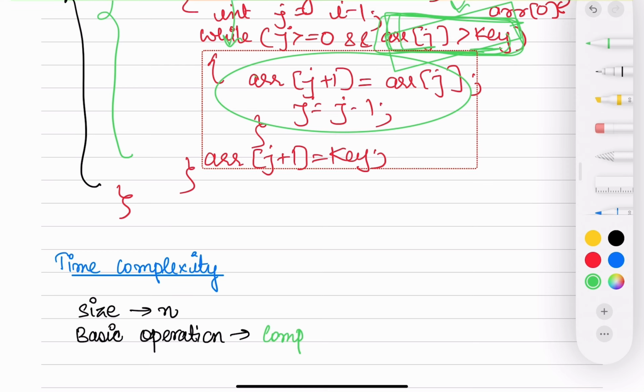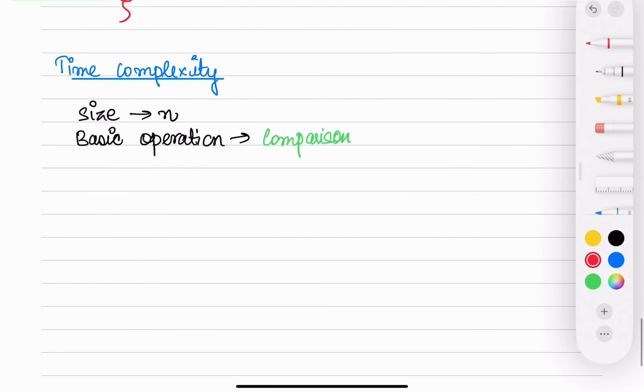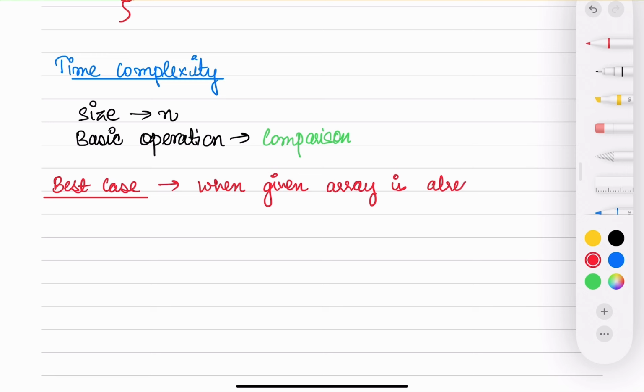Now consider the best case. Best case means when the given array is already sorted. If the given array is already sorted, let's say we consider 1, 2, 3, and 4.